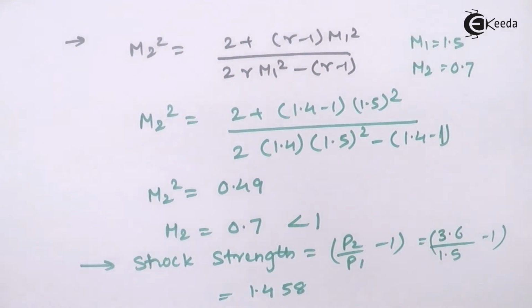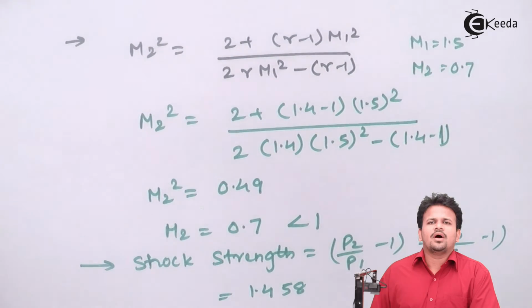So what we have done in this problem is that all the upstream conditions were given to us and we had to calculate the downstream conditions. We substituted all the given values in the particular formulas and calculated the downstream values. I hope you have understood how we calculated all the downstream values, that is the Mach number, temperature, pressure and the shock strength.